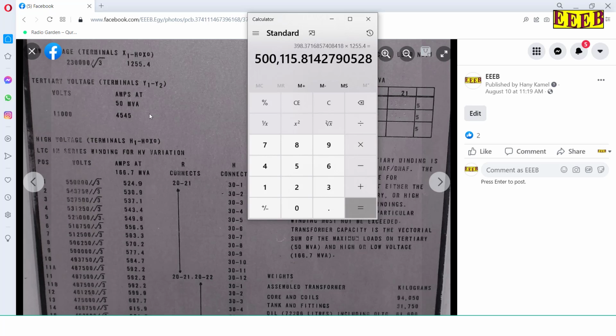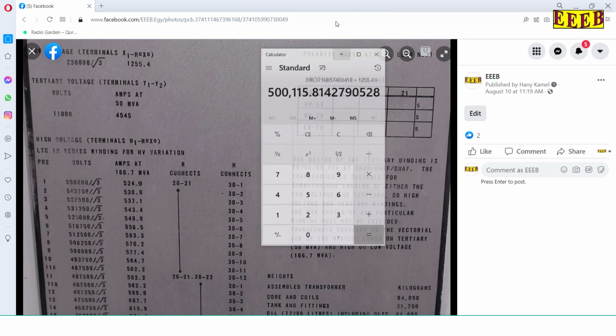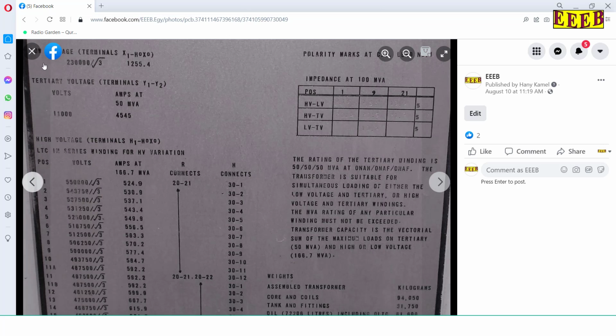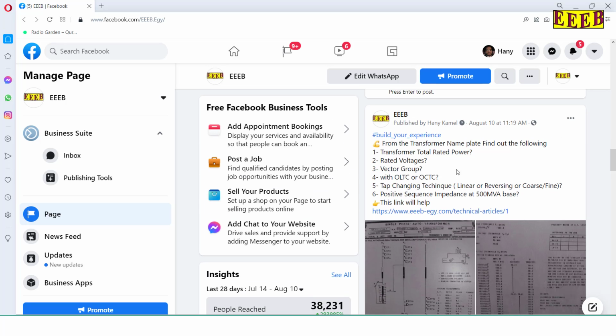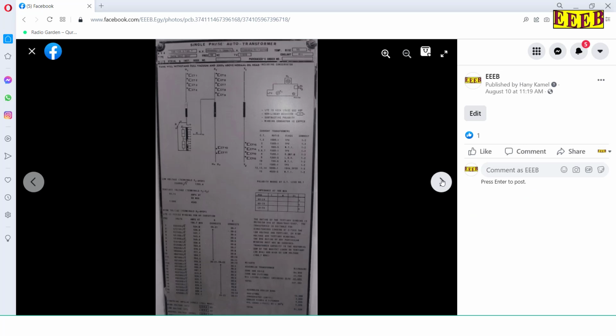The total power for one phase of the tertiary winding is 50 MVA. So the total power for the three phases together will be 3 multiplied by 50, which gives 150 MVA. So this is about the rated power. Next, we have the rated voltage, so we need to configure the rated voltage.